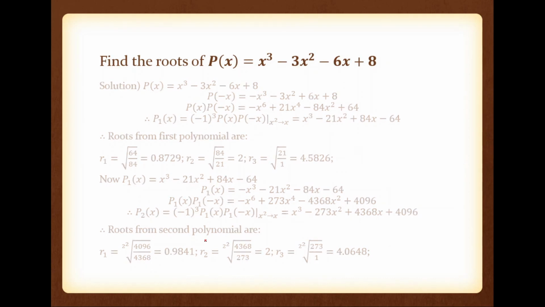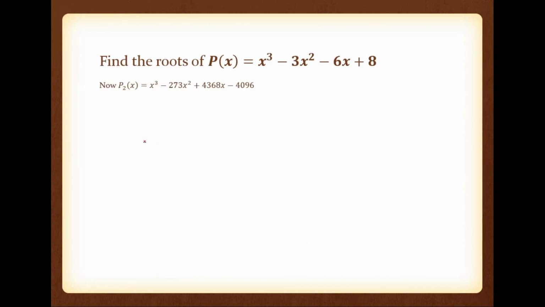So now what is P2 of x? P2 of x is equal to x cube minus 273x square plus 4368x minus 4096. So this is P2 of x. Now what we have to do? Find P2 of minus x. So that is equal to minus x cube minus 273x square minus 4368x minus 4096. So this is P2 of minus x.